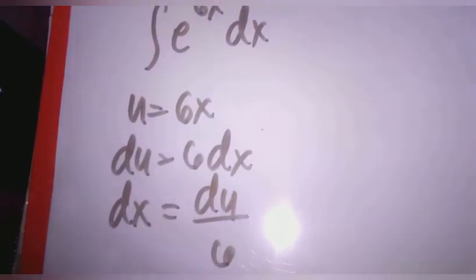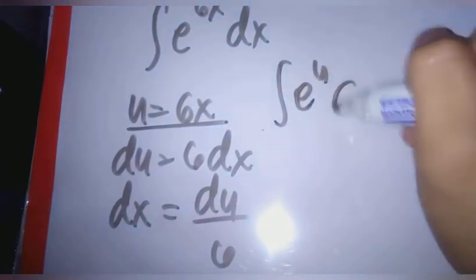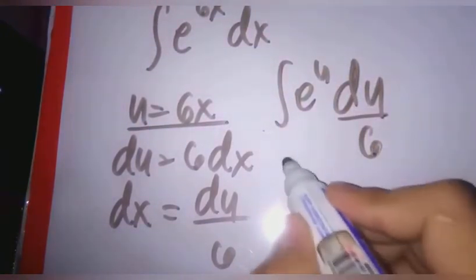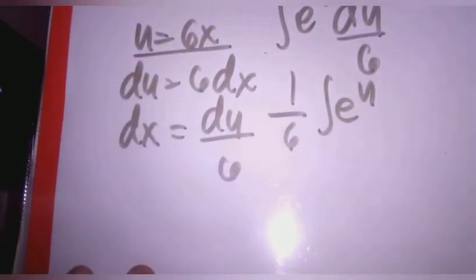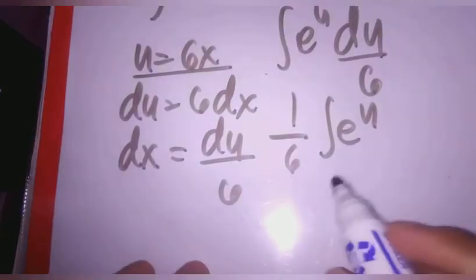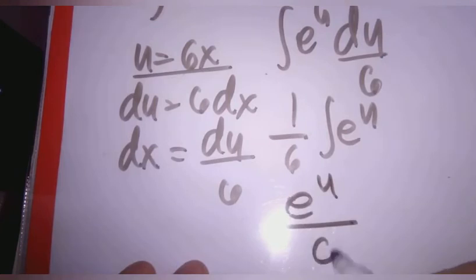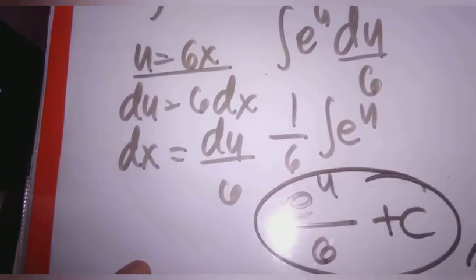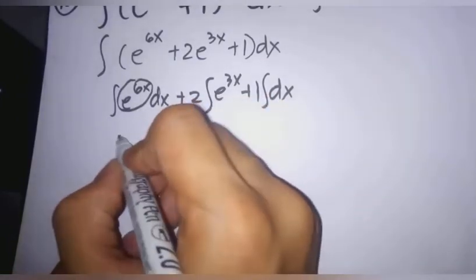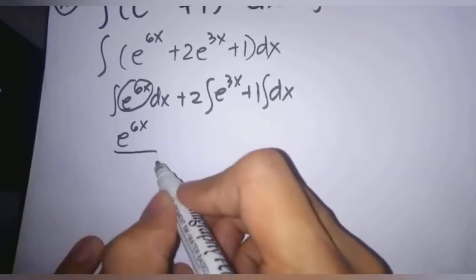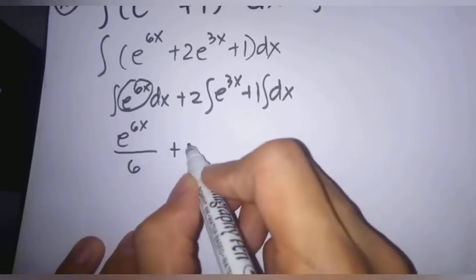Yan, napansin nyo, hindi na siya nagkakasya. So, ngayon, ang gagawin natin, dahil nga value ng u is 6x, ang mangyayari, e raised to u du over 6. Siyempre, maihiwalay na siya, 1 over 6 and then e raised to u. No? Therefore, the answer for this is e raised to u over 6 plus c. Pero siyempre, dahil nga by parts tayo, yung e raised to u over 6 lang ang ating kukunin. So, mamaya papalitan ko siya. So, ngayon, ang magiging sagot natin dyan ay, yung sagot natin kanina, e raised to 6x over 6, then plus 2.